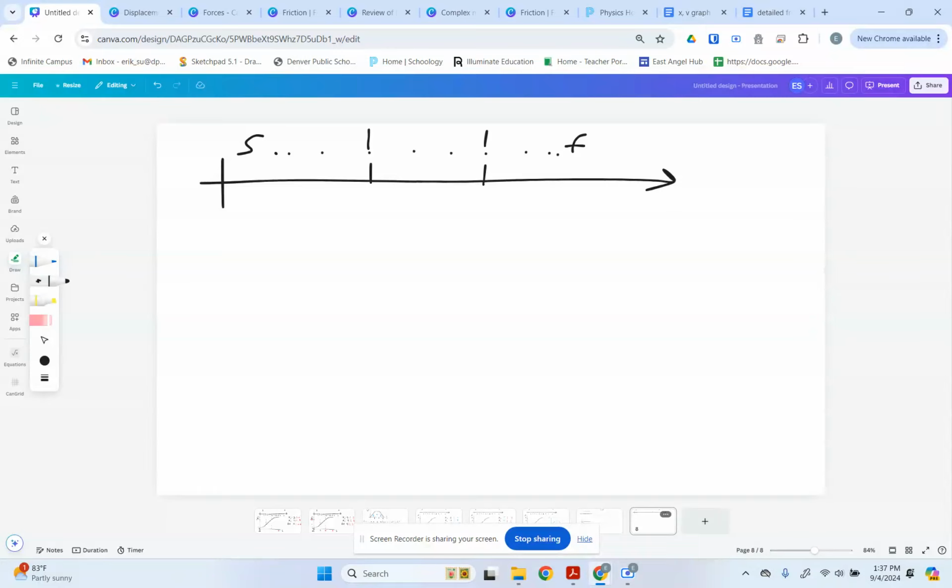Part one, positive direction speeding up, right? Part two, positive direction constant speed. Part three, positive direction slowing down. Fair enough?